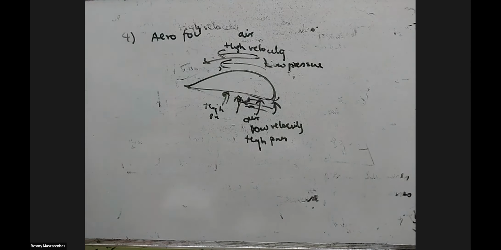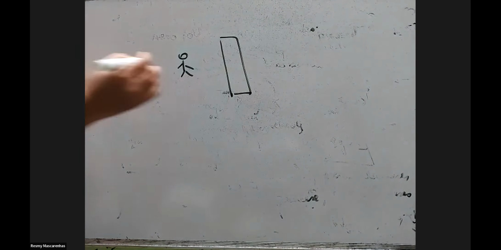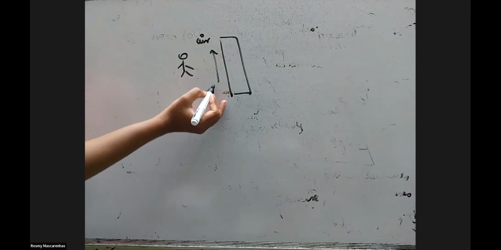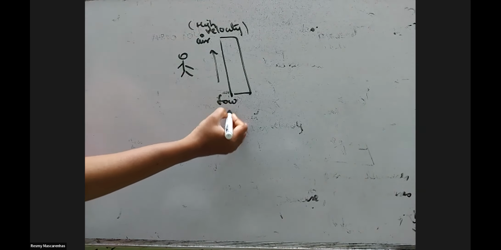Fifth one, it is dangerous to stand near the edge of the platform when the train is moving fast. So there's a train, and there's a person standing. What is going to happen? The air which is moving along with the train is moving with a very high velocity. So what is going to happen? This will be at low pressure.